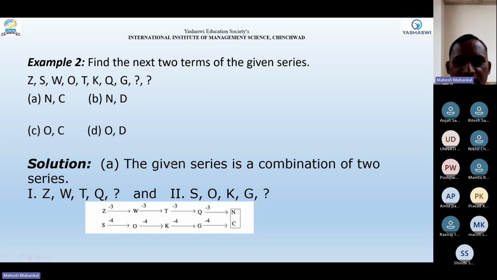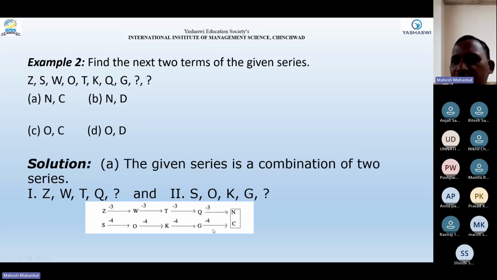Let us see how the series is made, or what exactly the series is that they have given to you. See this: Z W T Q and a question mark. Z minus 3 alphabets gives W, W minus 3 gives T, T minus 3 gives Q, and Q minus 3 alphabets gives N. And here, S O K G: 4 alphabets are subtracted from S. Okay, likewise. You got my point.